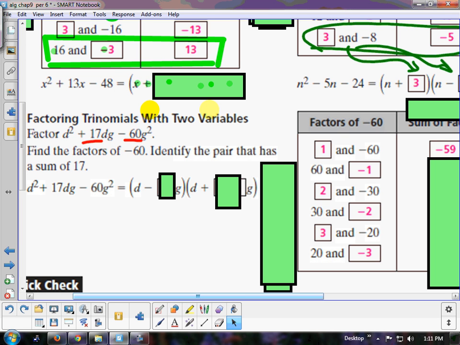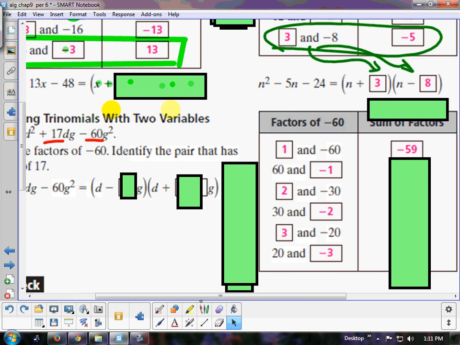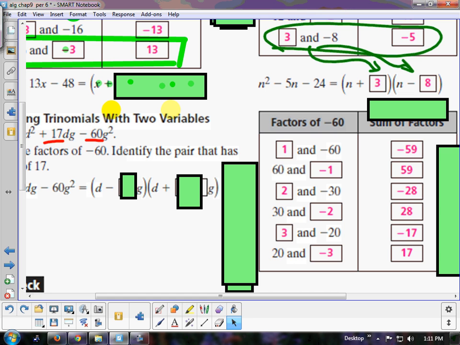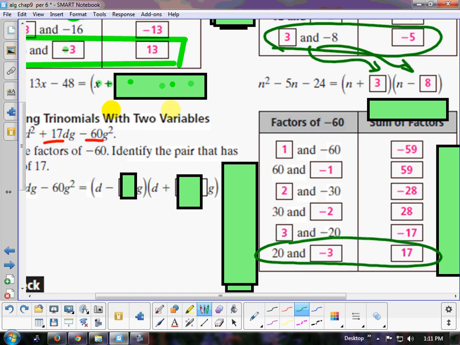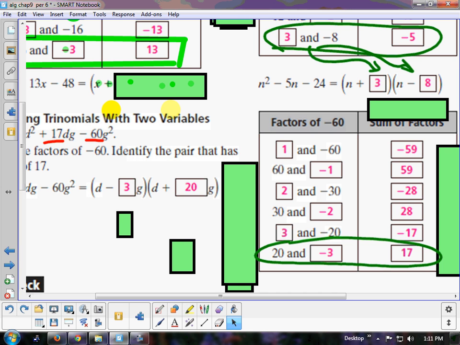So what times what is negative 60? So one has to be a negative, because if they're both positive or both negative, you're going to get a positive answer. And then which one of these adds up to the middle number, which is 17? And again, if you need to use your calculator, use it. You'll see that the last one is the one that adds up to positive 17. So my answer is going to be negative 3, positive 20.